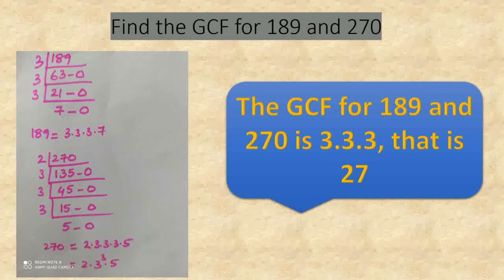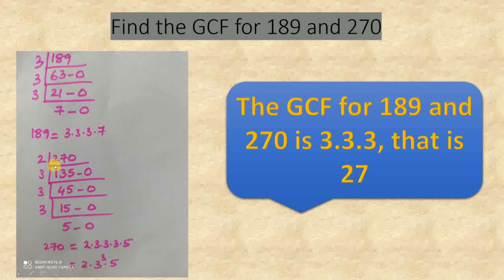Here 189 is an odd number, it is not divisible by 2. Then you have to select the next prime number. What is the next prime number after 2? It is 3. So I have selected 3. 3 divides 189 and what is the quotient? It is 63. And 3 divides 63, 21 is the quotient. 3 divides 21, 7 is the quotient. So the prime factors for 189 are 3 cube into 7.